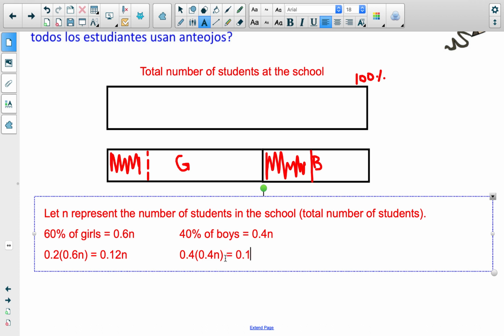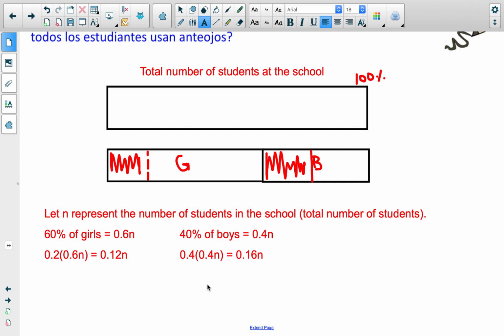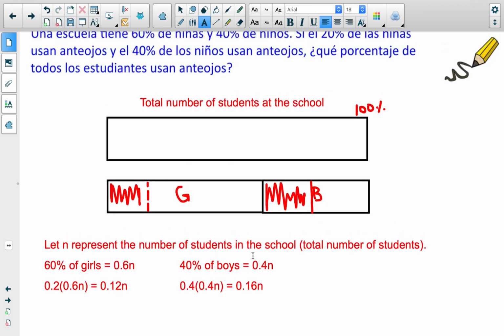That equals 16 hundredths n. So, what this means right now is 12% out of the total number of students wear glasses who are girls. Here, 16% of the total number of students wear glasses, and this makes up the boys' percentage. Once again, just make sure we're clear. If you're good, you can fast forward. If you're not, I'm going to repeat it, but you can always rewind the video as many times as you need and make sure you understand it.